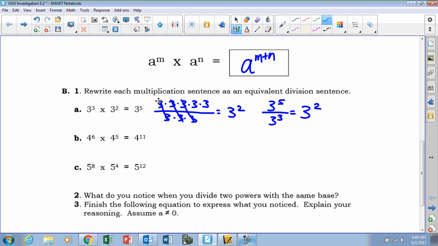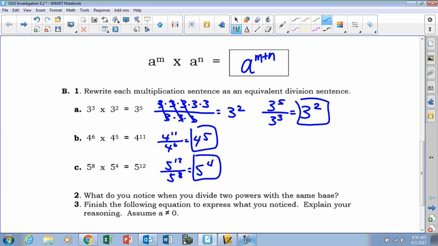So if we continue this pattern, 4 to the 11th over 4 to the 6th gives us 4 to the 5th power. And 5 to the 12th over 5 to the 8th gives us 5 to the 4th power. So what do you notice here when you divide two powers with the same base? I have 4 to the 11th divided by 4 to the 6th gives us 4 to the 5th. What's going on here? How are we ending up with these exponents? What are you seeing? Stephen? The exponents are subtracted. You subtract them. Very good. You subtract them.